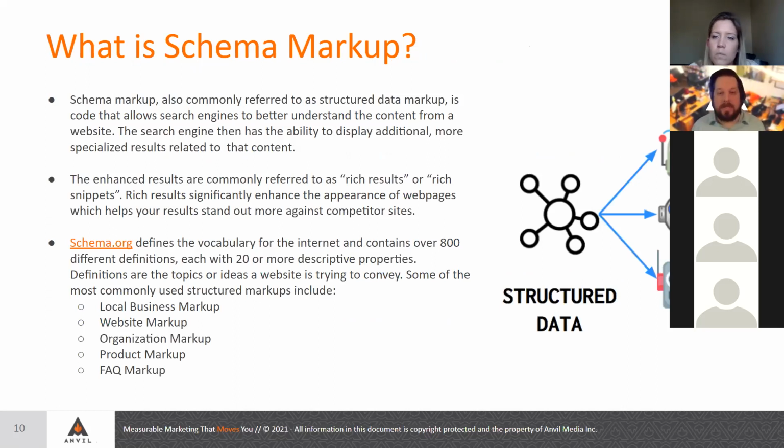So what is schema markup? What is the schema markup we've been talking about? Schema markup, also commonly referred to as structured data markup, is a block of code that allows search engines to better understand the content or the topic of a web page or website. And the search engine then has the ability to display additional, more specialized results related to that content. And these are these rich snippets that we've been talking about.